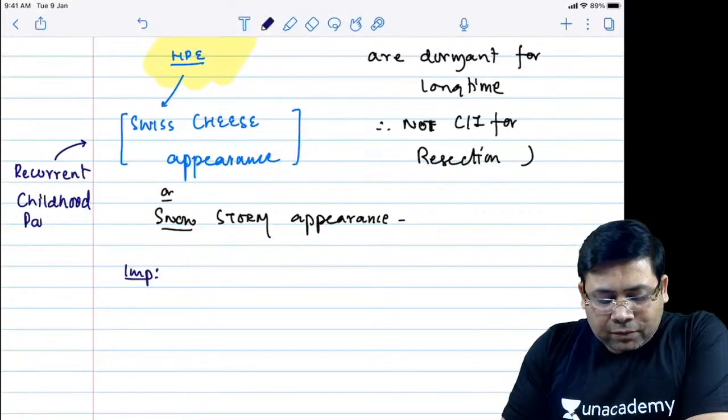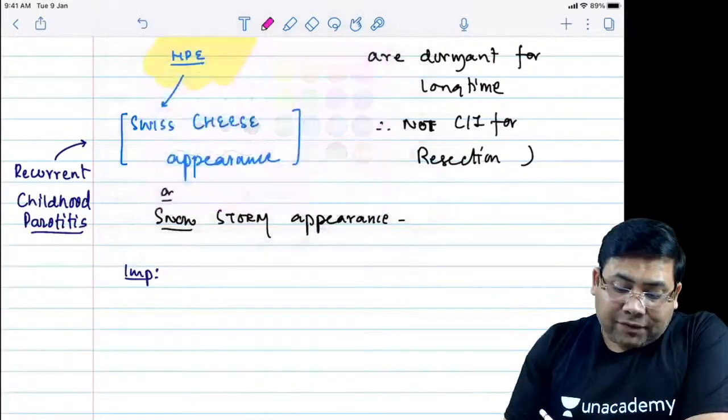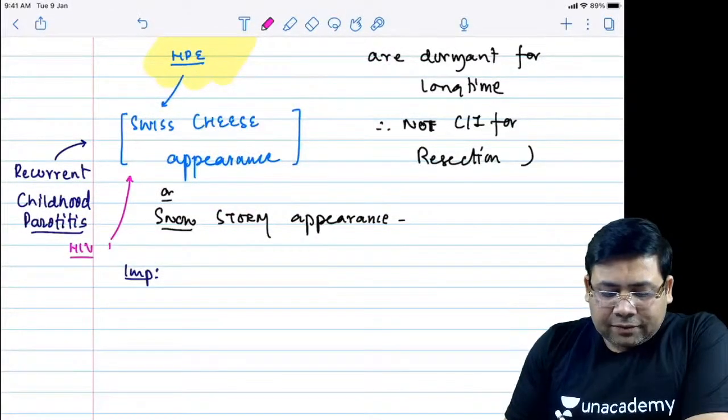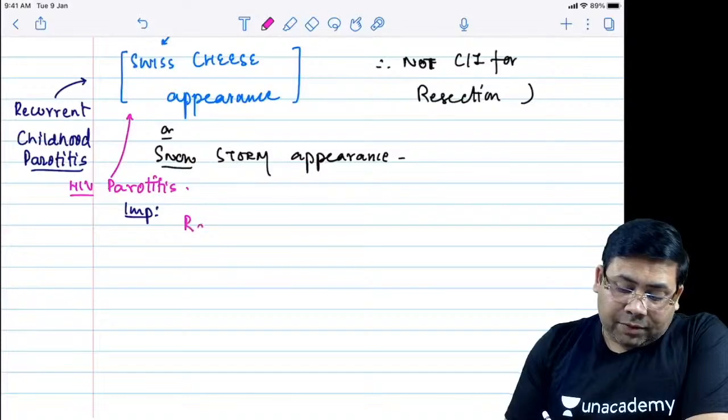Point number 1. So recurrent childhood parotitis, the Swiss cheese appearance is present. Where else is it present? Have you heard of HIV parotitis? Even in HIV parotitis, this is present. Important. What is the management?